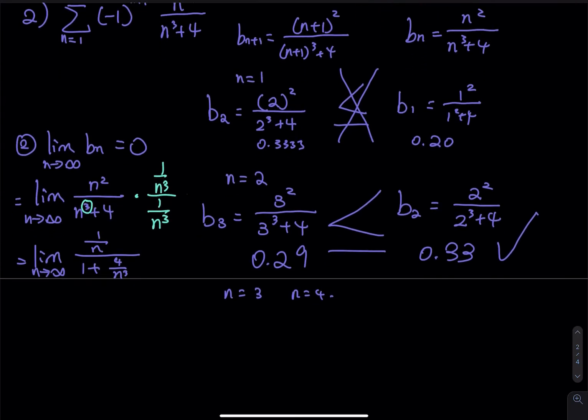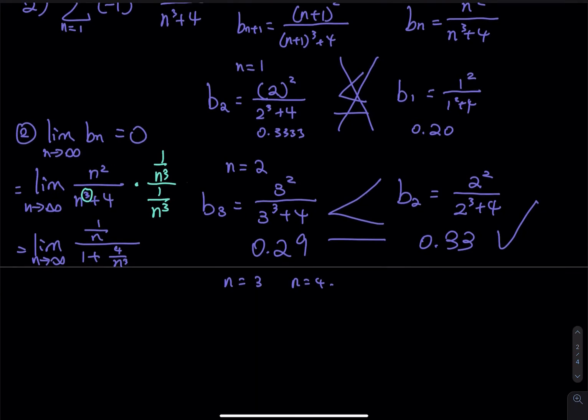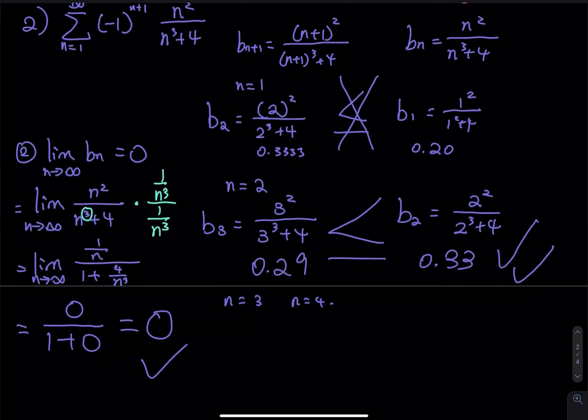Once n approaches infinity, then you have a 0. You have a 0 divided by 1 plus 0. So overall, that is equal to 0. So number 2 is satisfied. Number 1 is satisfied. So therefore, this series is convergent by the alternating series test.